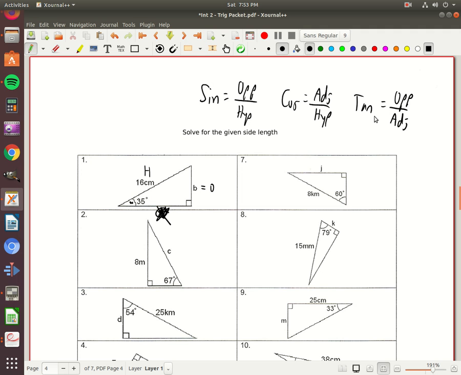I'm not going to use the cosine because I don't care about adjacent, and I'm not going to use the tangent because I don't care about adjacent. I'm going to use the sine, and I'm going to set this ratio up. The sine of 35 degrees is going to be equal to the opposite, which I don't know, is B, over the hypotenuse, which is 16.